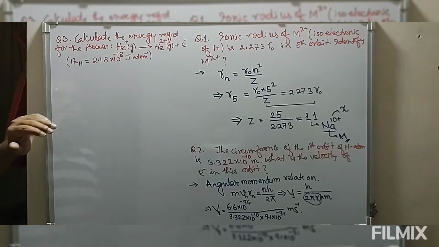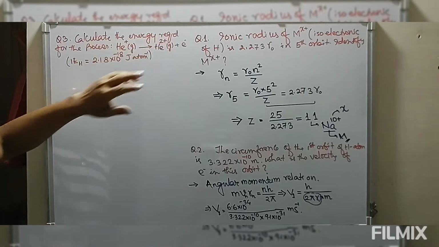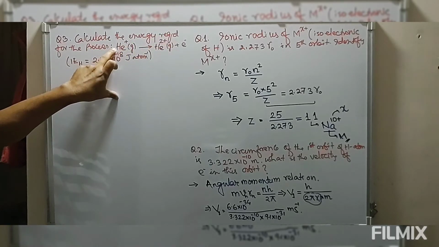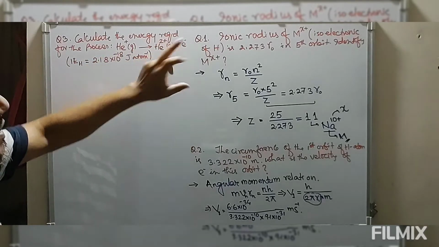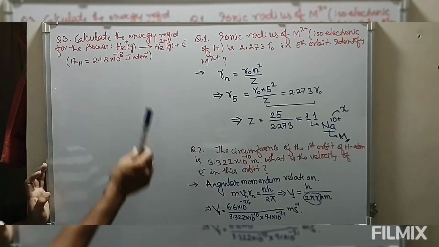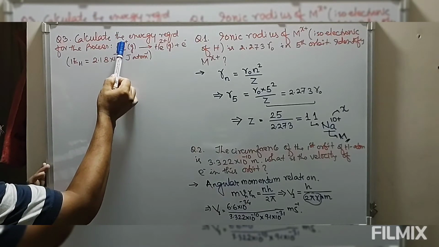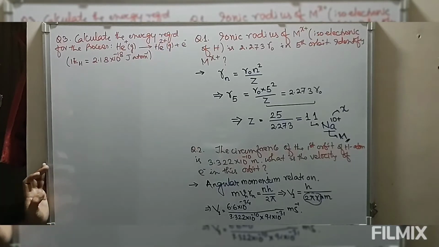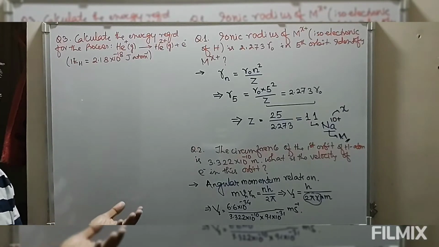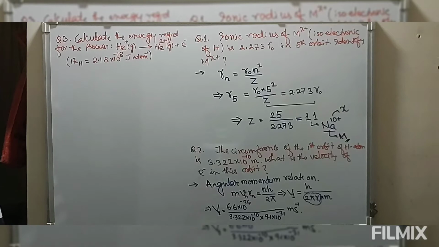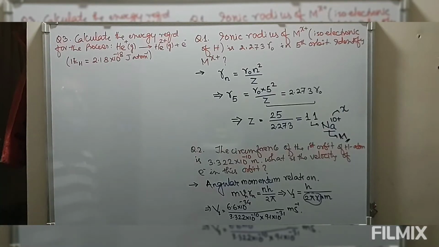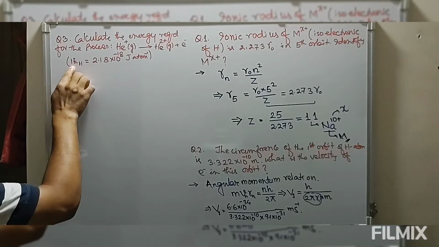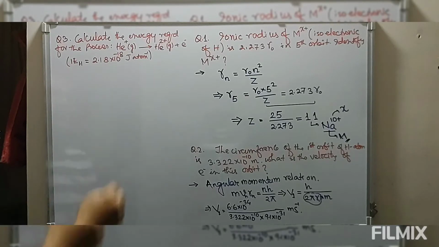The next numerical problem says: calculate the energy required for a process in which helium plus is to be converted into helium 2 plus and 1 electron. That means the only electron present in helium plus is to be removed. So this is nothing but the ionization energy of helium plus. We have to find the ionization energy of helium plus, provided the ionization energy of hydrogen is given as 2.18 into 10 power minus 18.